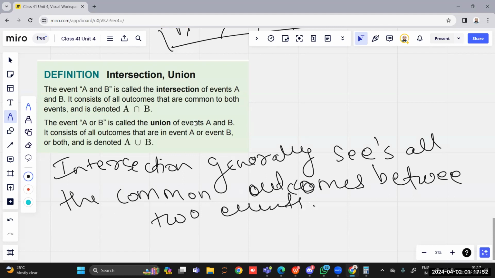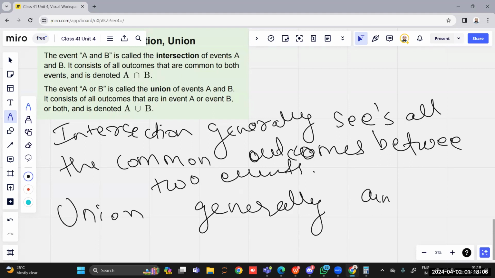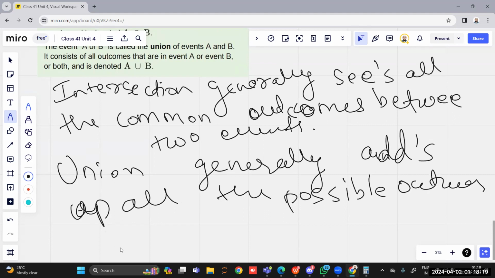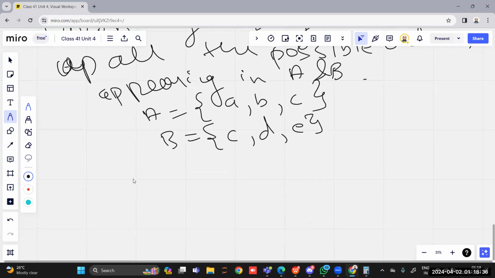The event A or B is called the union of the events. It consists of all the outcomes that are in event A or in event B. Union generally adds up all the possible outcomes appearing in A and B. Appearing in A and B means what? I'll give you an example, because when I say adds up, there is a general confusion, but it should not be there. So what will be A union B? It will be A, B and C.